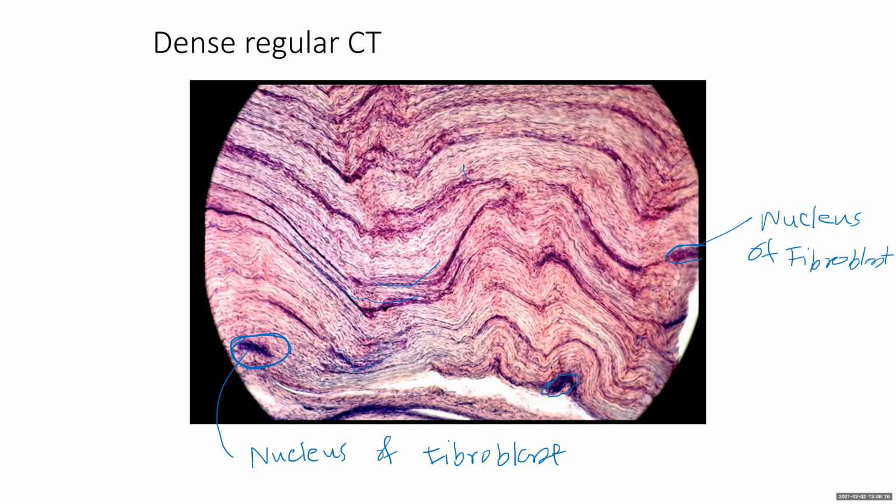There are just so many fibers, they are obscuring the nuclei. Then they're obscuring the fibroblasts themselves. That's why it's called dense. There are so many fibers, such densely packed fibers that the cells themselves are obscured. Okay, so that's loose and dense connective tissue, the two most common types of connective tissue.